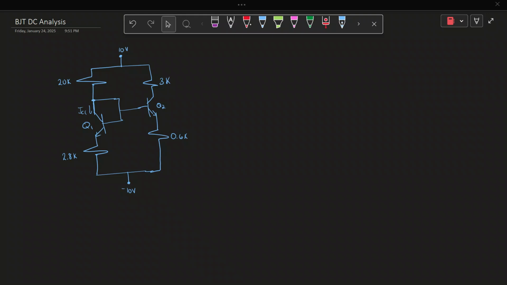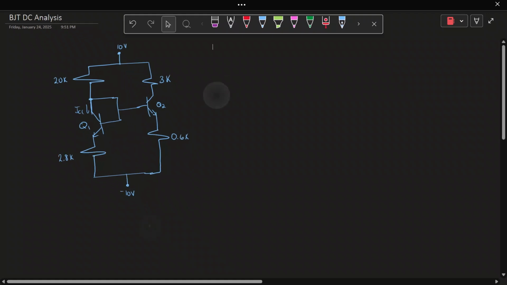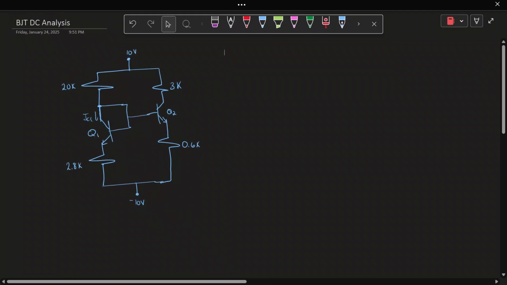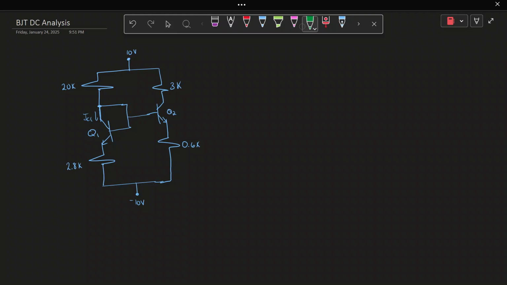Right, hi y'all. Today we're going to be going over analog electronics and especially BJT DC analysis, what we're going to be doing in class this week. So I have this regular transistor circuit here, and I want to find the current IC1 that is here. So we want to find current IC1.